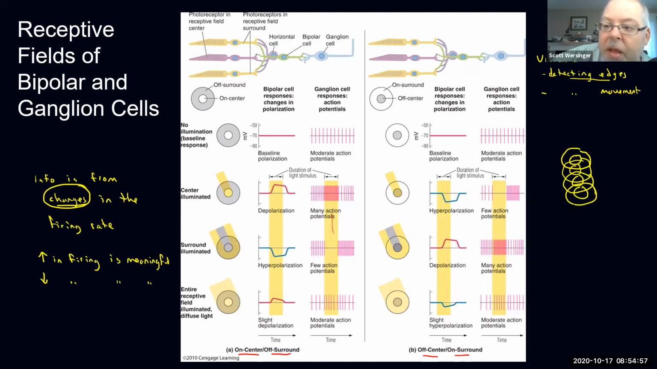So if you look, now we can start to put some things together. If you look at this and we sort of draw this, this is going to help us detect a bar of light. And a bar of light is basically a line. This is going to help us detect edges.